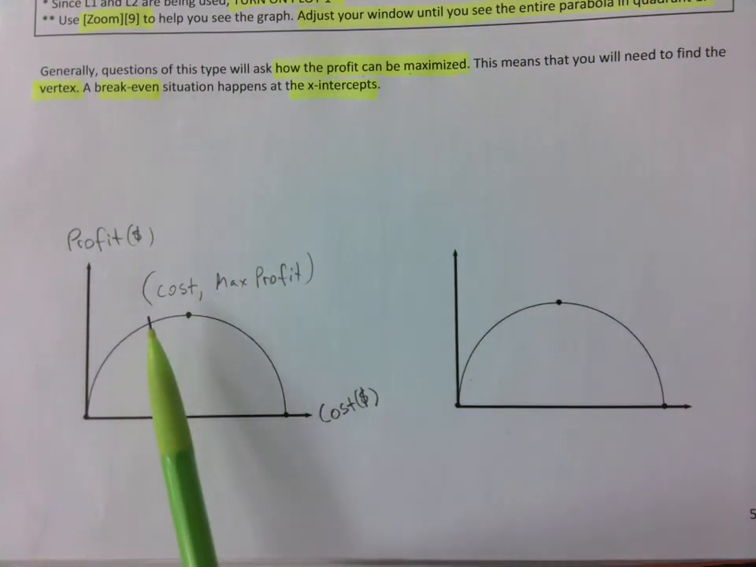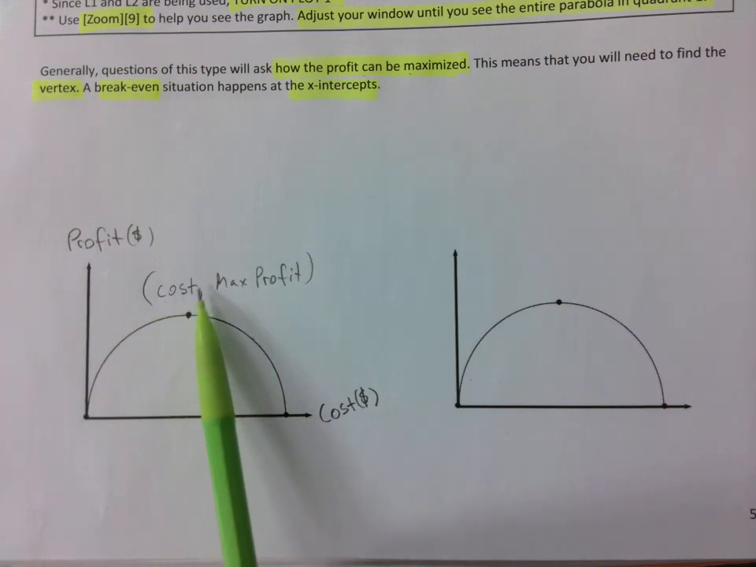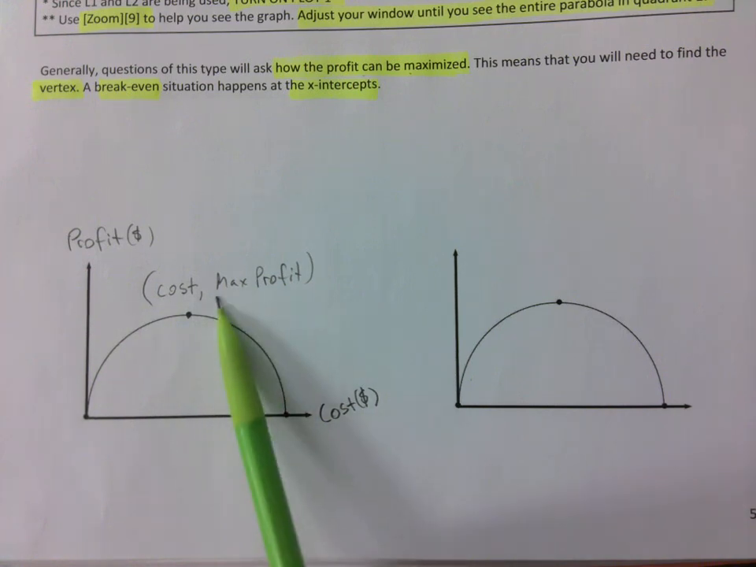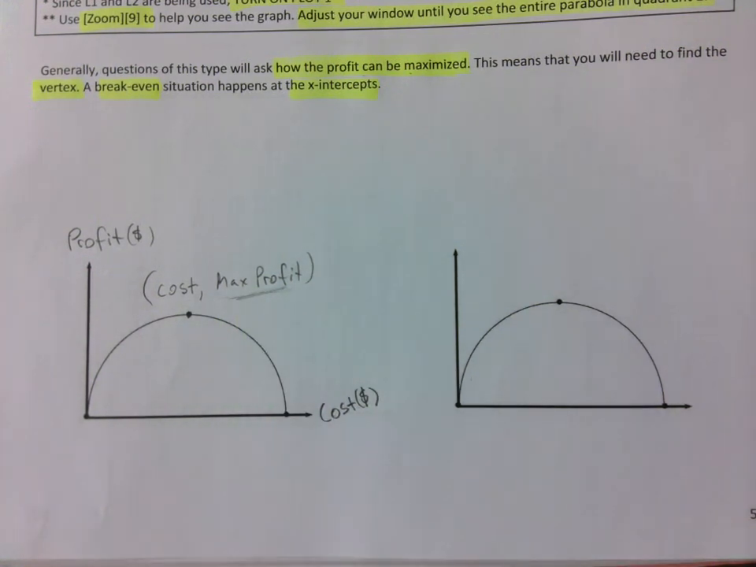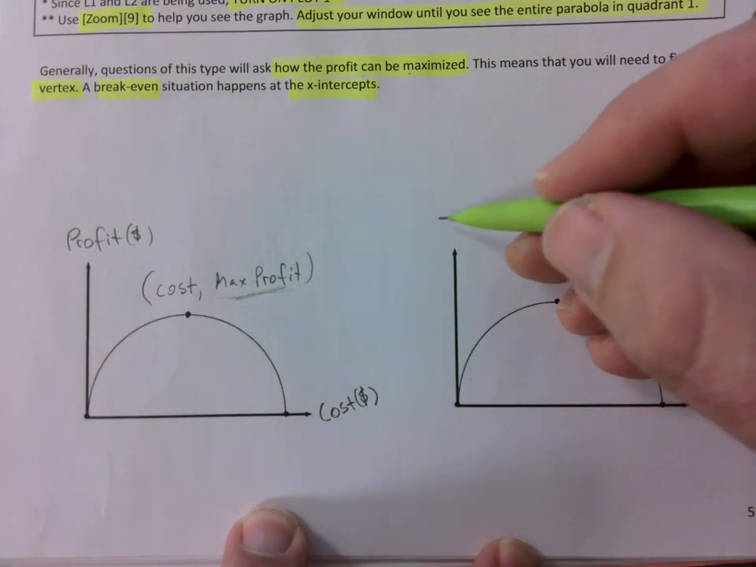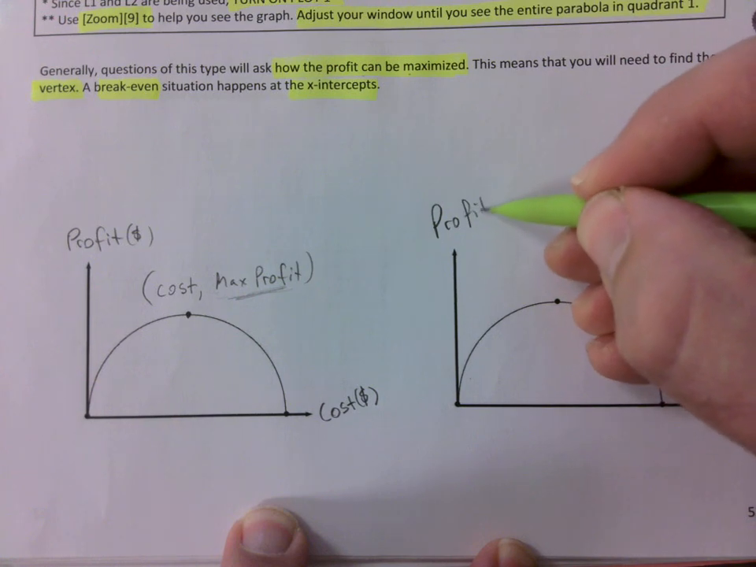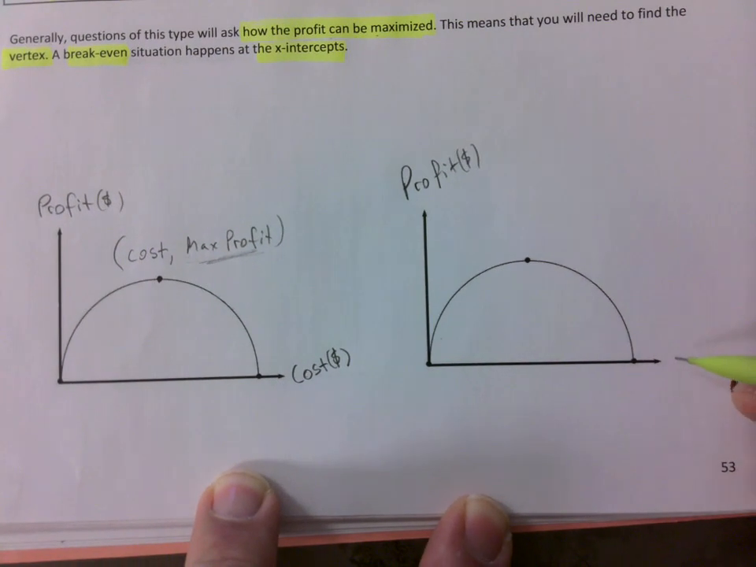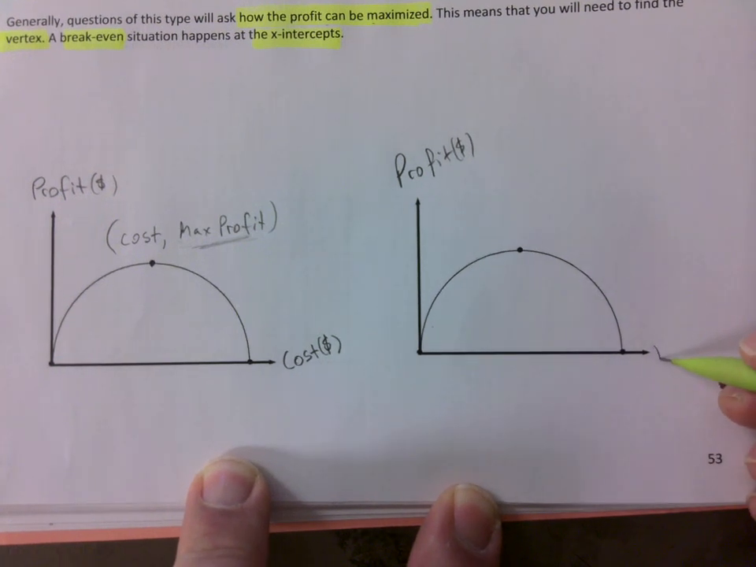So the question is going to ask you, hey, at what price do you need to sell your toilet paper at to make the most money as a company? I don't know why I'm using toilet paper, but just go with it. Or you could be in the other scenario where you have profit still on top, in dollars, and on the x-axis you're going to have items sold. Toilet paper rolls sold, right?